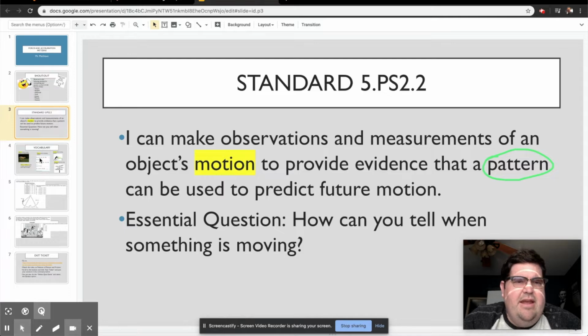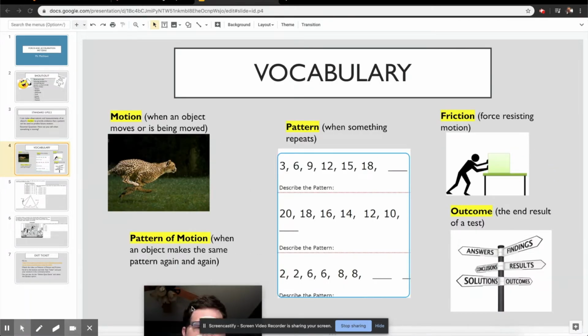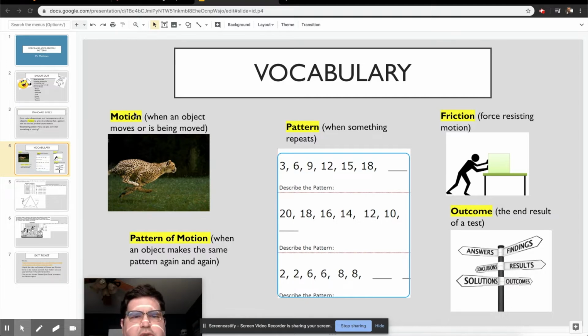All right. For today's lesson, we're going to have a few vocabulary words that we need to take a look at. The first one is motion. And motion is just simply when an object is moving or is being moved. All right, when it is moved or if it is currently moving. And we have here a picture of a cheetah here. And then we have the word pattern.